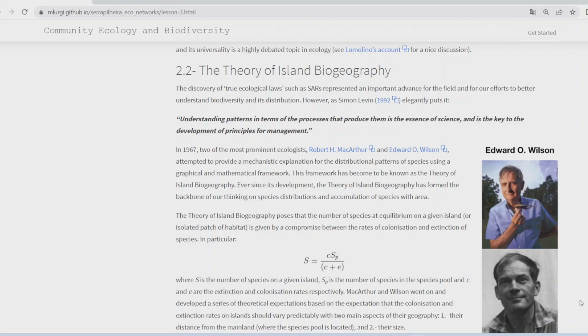But the other key thing is the distance from the mainland, right? So if you rely on a colonization pool of species, then obviously the closer you are to that, the larger is your probability or rate of getting colonized by a new species. So there is a trade-off between how close you are and how big you are. Very far and small islands are expected to have a very low number of species, whereas very close and large islands are expected to have a lot of species. And by thinking in that way, they came up with a graphical framework to derive this equation here.